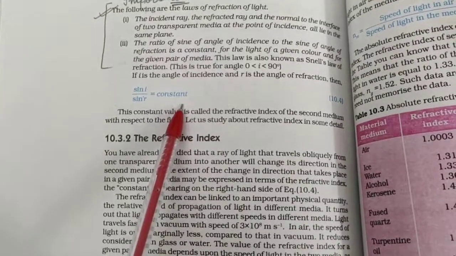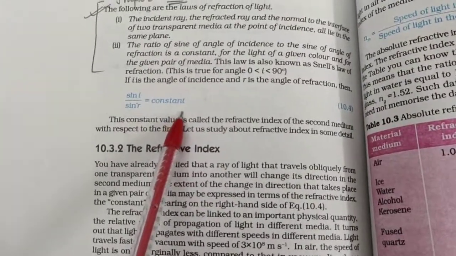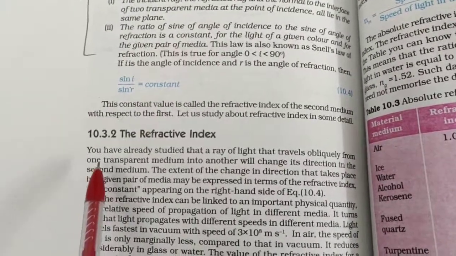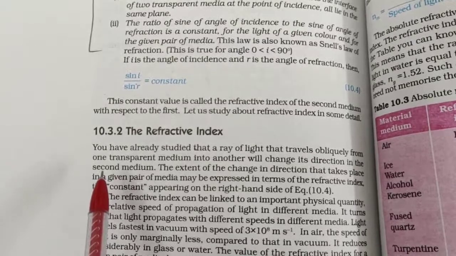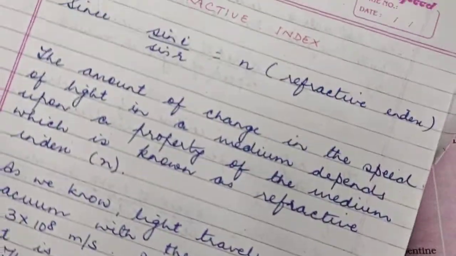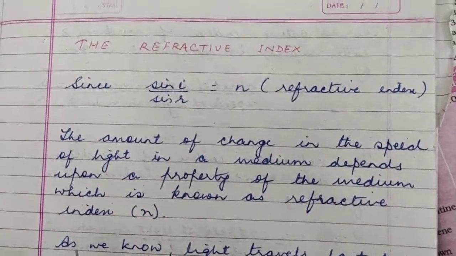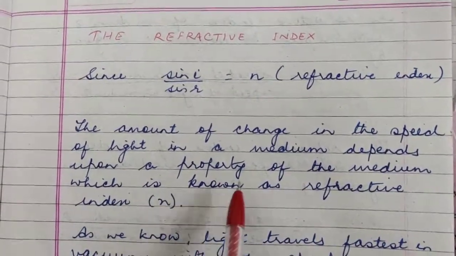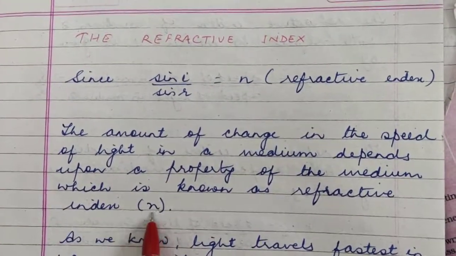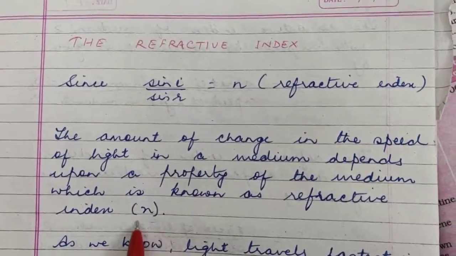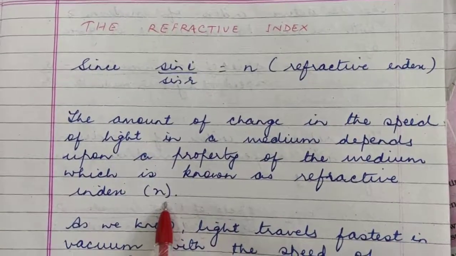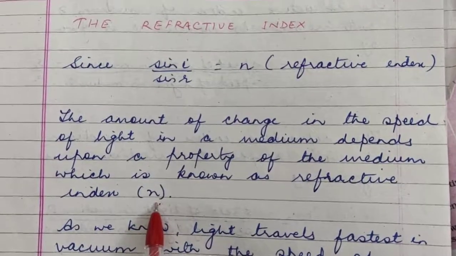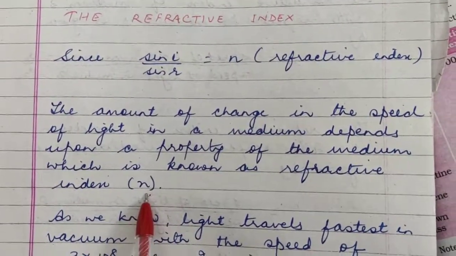Now we know that the speed of light changes when it moves from one medium to another medium. As a result, refraction takes place. Now, the amount of change, meaning by how much the speed of light is changing, depends upon the property of the medium, which is known as refractive index. So, refractive index determines by how much the speed of light will change from one medium to another medium.